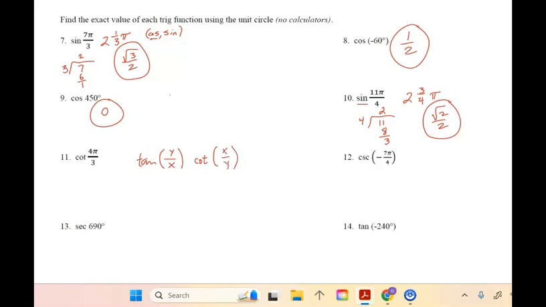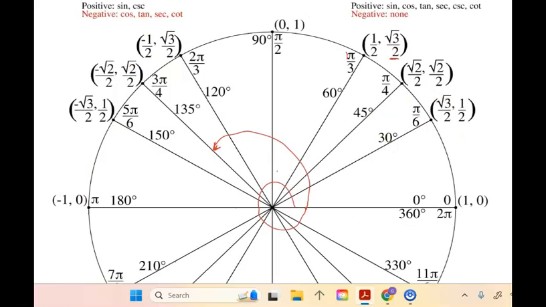Okay, so once again, improper fractions, we're going to change this into mixed. If you're unfamiliar with how that works, we're just going to divide the bottom number into the top. 3 goes into 4 one time, 1 left over. So it's 1 1/3 pi. Okay, so let's go to our unit circle and do 1 1/3 pi.